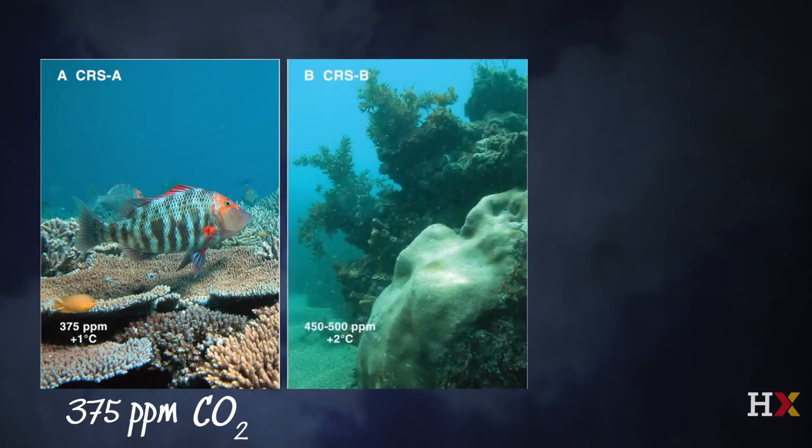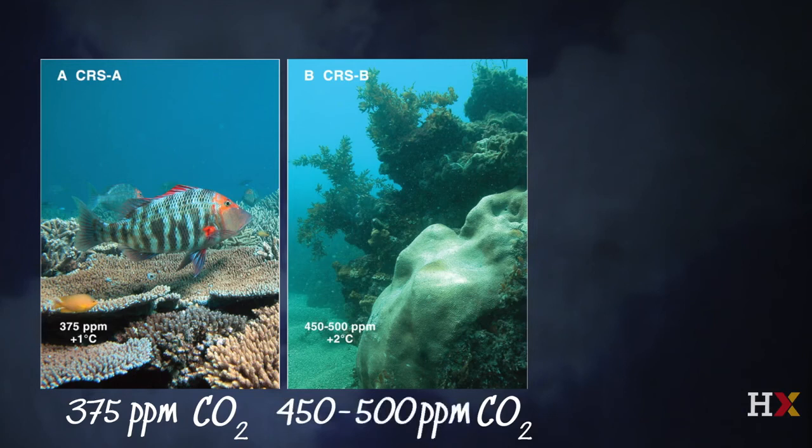This is a case where we have about 375 parts per million of CO2, and the coral reef is very healthy. It has fish. Coral is, of course, an organism that actually lives and grows. When we increase the CO2 concentration to somewhere between 450 and 500 parts per million, then the reef begins to die. The acidity affects both the fish and the coral itself.